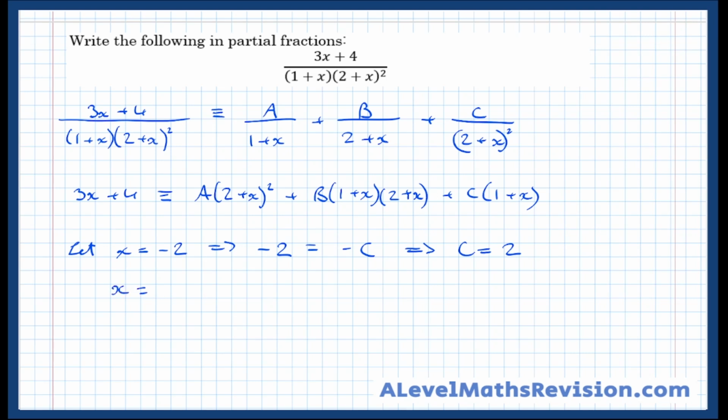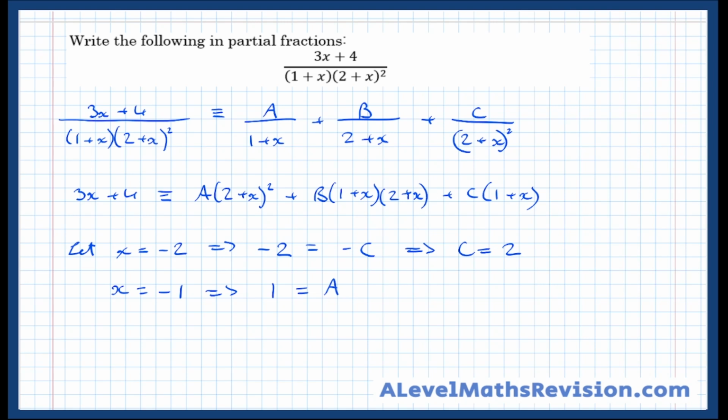Now if we let x equal minus 1, that means that on the left hand side, 3 lots of minus 1 plus 4 is 1. And (2 minus 1)² is 1. So equals 1a. And the other two disappear, leaving a equals 1. Brilliant. But we've run out of nice tactical values now.